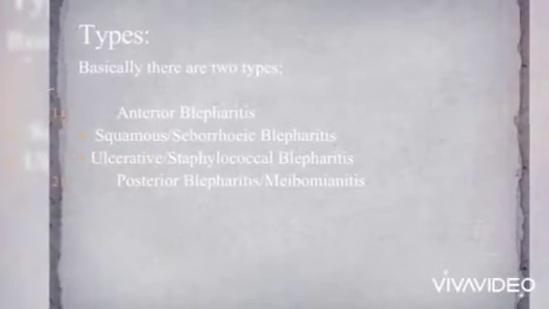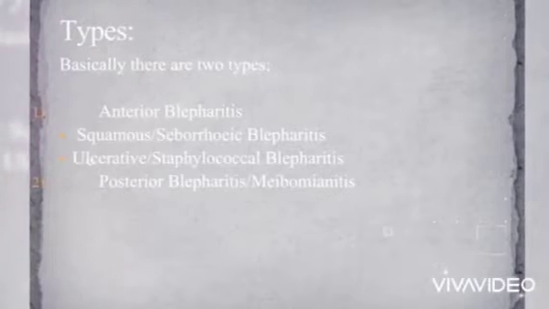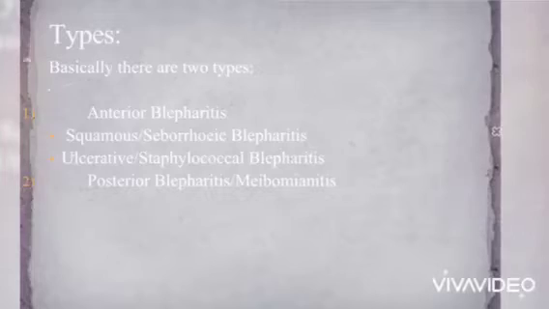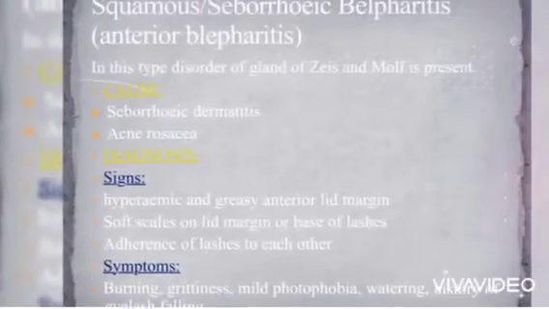Types. Basically, there are two types of blepharitis: anterior blepharitis and posterior blepharitis. Anterior blepharitis has further two subtypes: squamous blepharitis, which is also called seborrheic blepharitis, and ulcerative blepharitis, which is also called staphylococcal blepharitis.